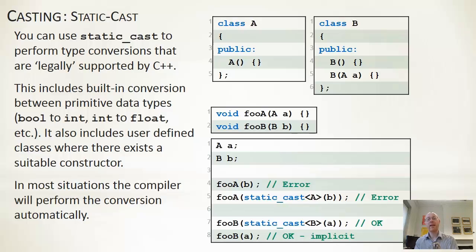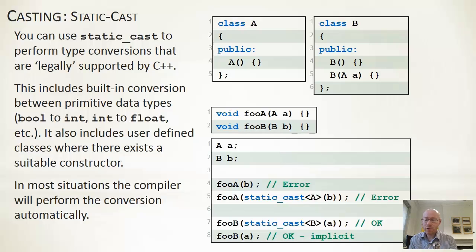So let's have a look at class A up at the top. It has a single default, no argument constructor, nothing else. Class B, we actually have two constructors within B. We've got a default constructor, and we also have a parameterized constructor where if you give me an instance of A, I can use that to create an instance of B. Just under that, we have two methods, foo A and foo B. Foo A takes in an instance of A, foo B takes in an instance of B. So this is what we have.